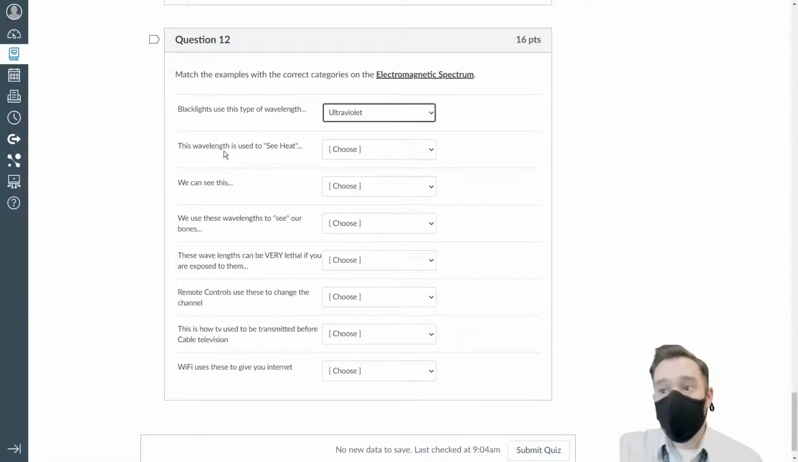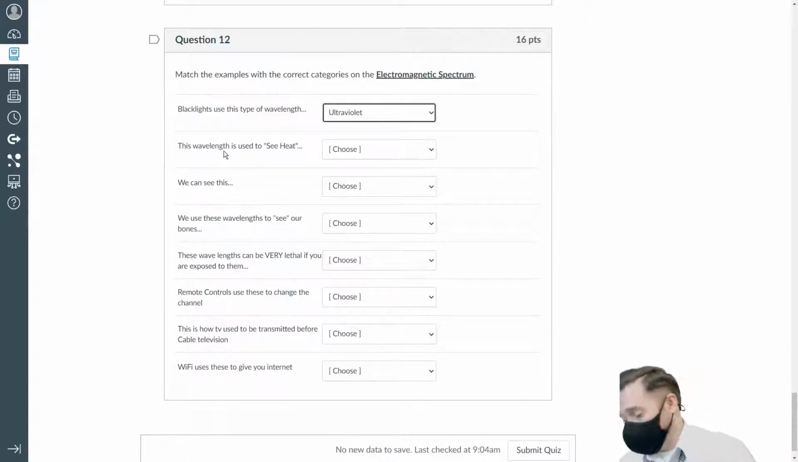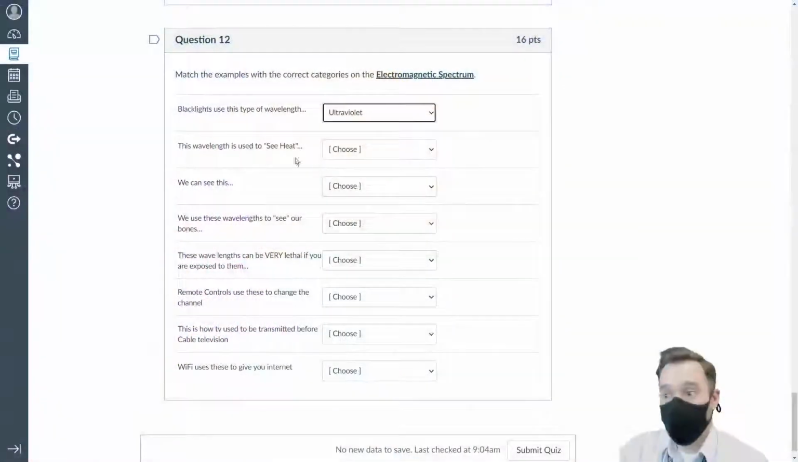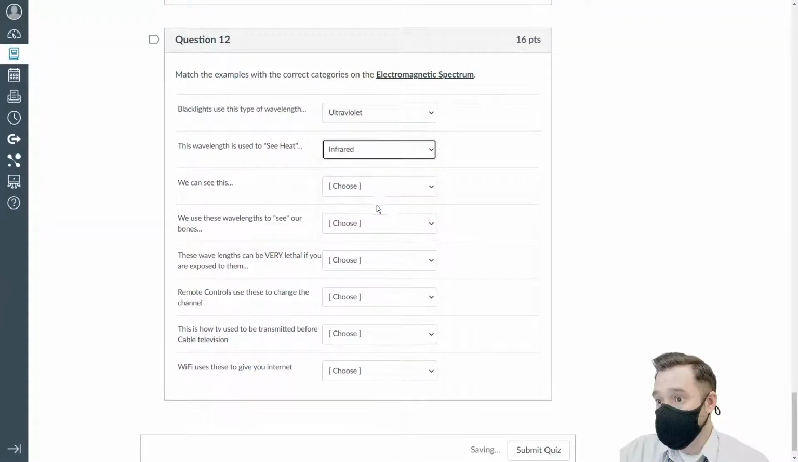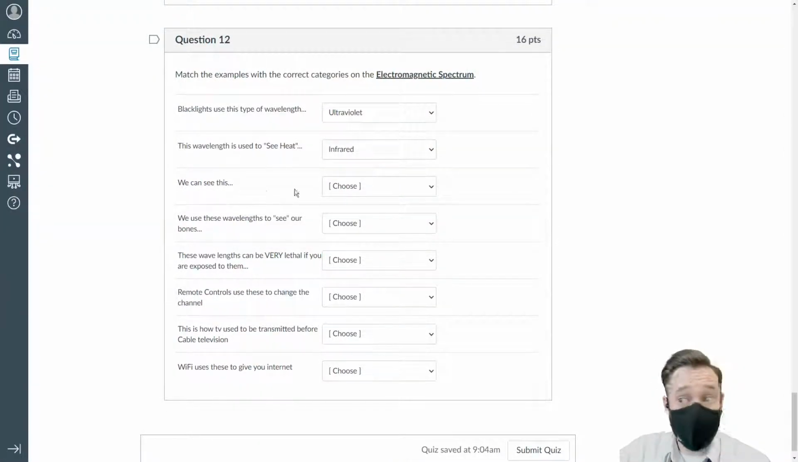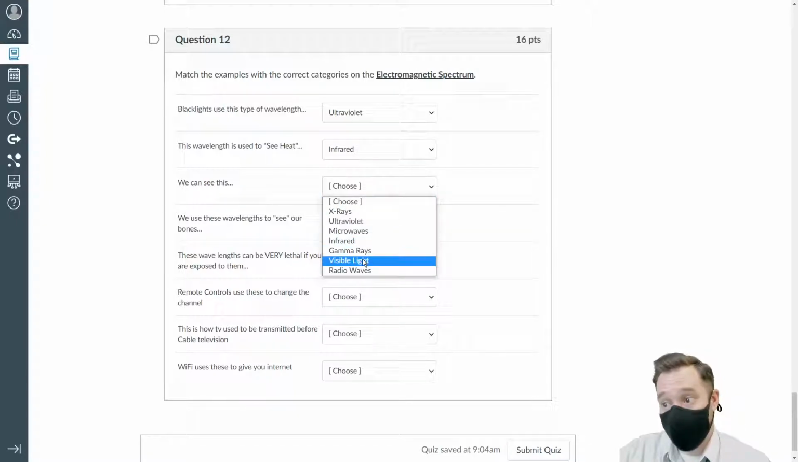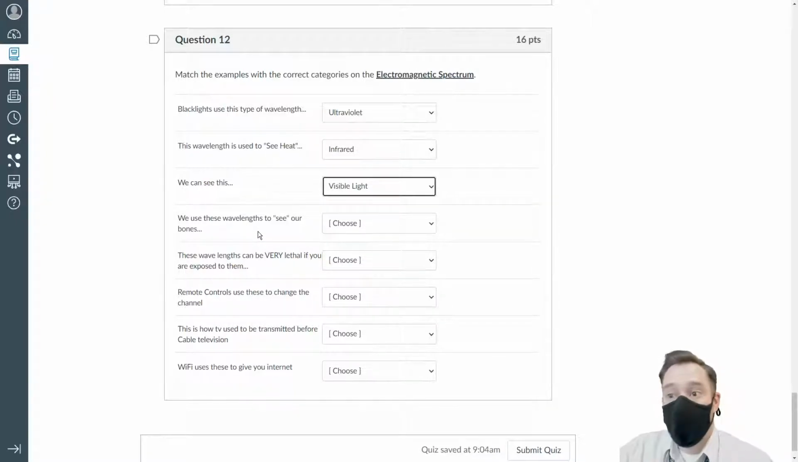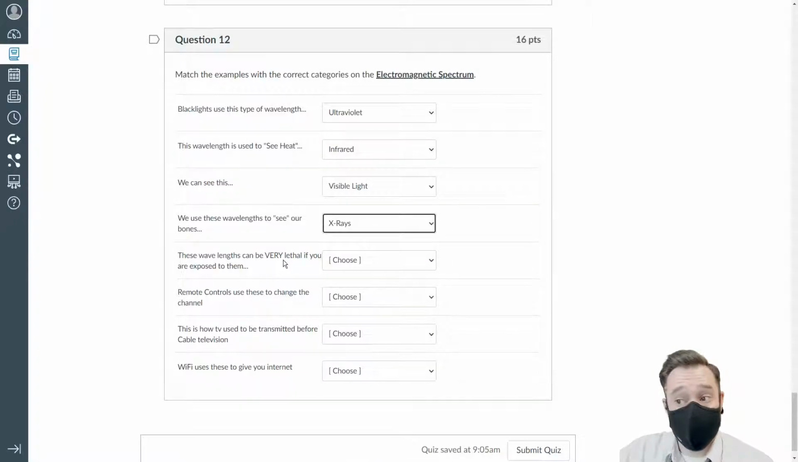Okay, so this wavelength is used to see heat. Do you guys remember the example that I had with the infrared camera? Good. So it's a thermal camera. So this is going to be infrared. Hopefully everybody gets this one. Visible light. We use these wavelengths to see our bones. This one's going to be X-rays.